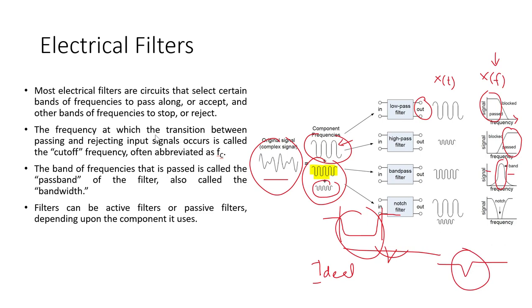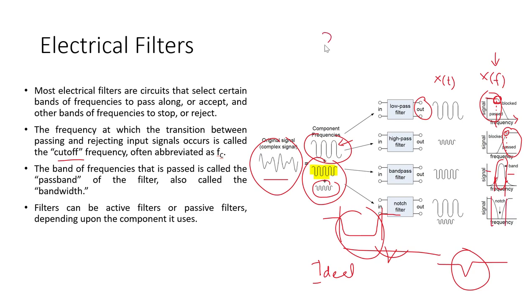The frequency at which the transition between passing and rejection occurs is termed the cutoff frequency. Cutoff frequencies are those frequencies at which the change in this graph occurs. So this is the cutoff frequency right here. This is the cutoff frequency right here. We have two cutoff frequencies here and here, and we again have two cutoff frequencies.